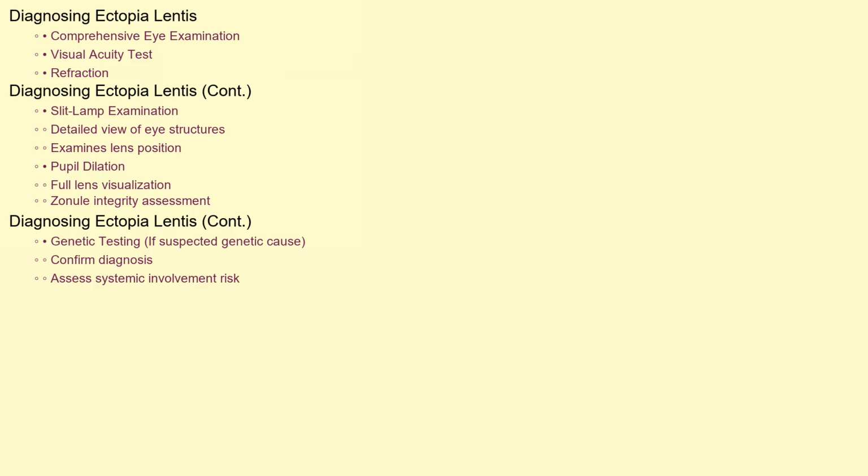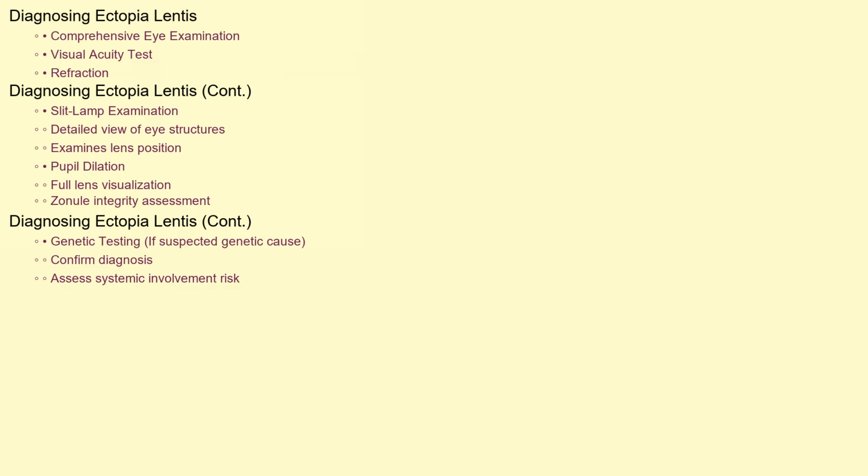Diagnosing ectopia lentis typically involves a comprehensive eye examination by an ophthalmologist. This includes a detailed visual acuity test to measure how well you see, refraction to determine the best eyeglass prescription, and a slit lamp examination. The slit lamp allows the doctor to examine the structures of the eye in detail, including the lens and its position. Pupil dilation is often necessary to visualize the lens fully and assess the integrity of the zonules.